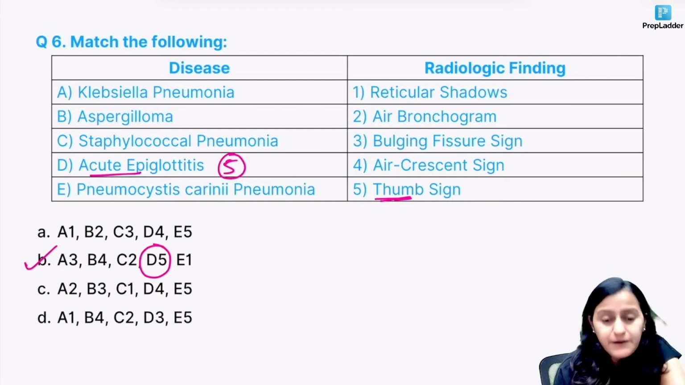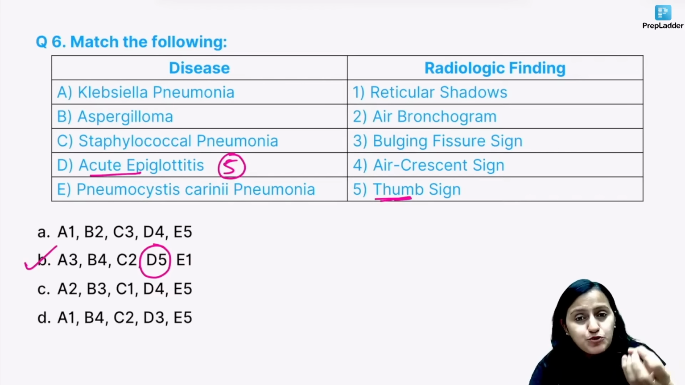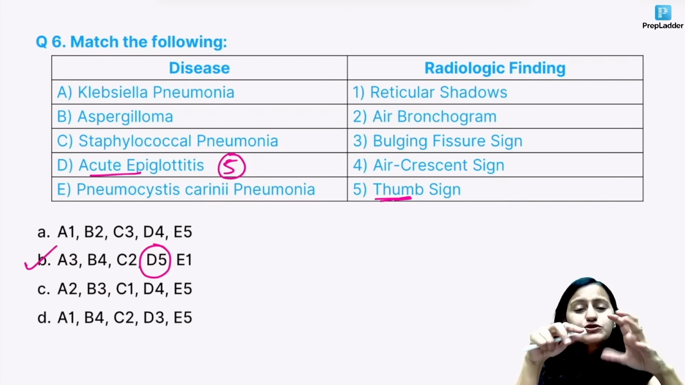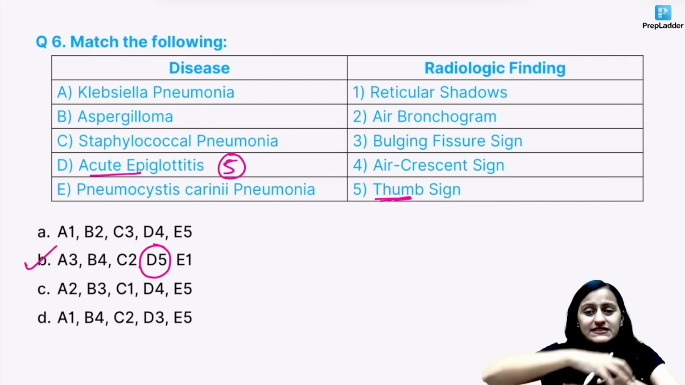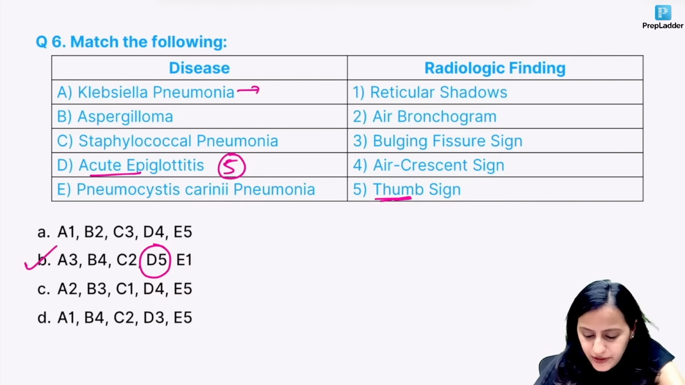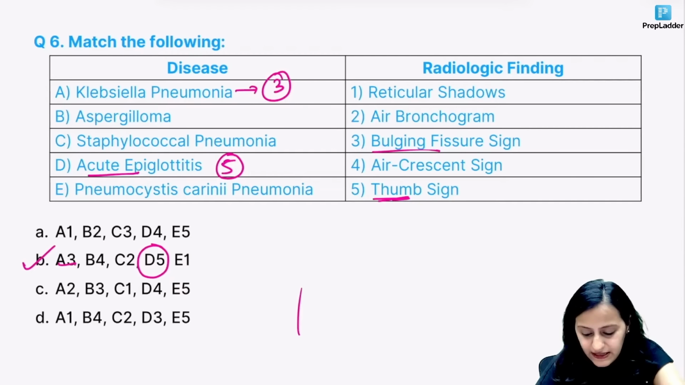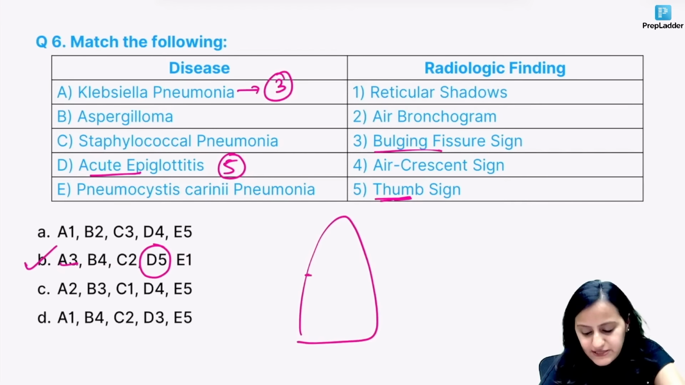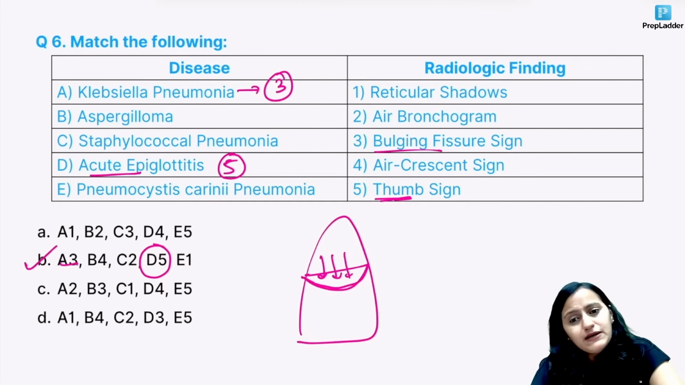Klebsiella pneumonia. Klebsiella has very mucoid and viscous sputum. That mucoid viscous sputum basically presses on the fissure. And what does it cause because of the weight? The bulging down of the fissure. So what do you see with Klebsiella pneumonia? This bulging fissure sign. So A is 3, right? So if this is the right lung, the horizontal fissure, in Klebsiella, the fissure goes down. It bulges down like this. The bulging fissure sign is what you have. Aspergilloma.